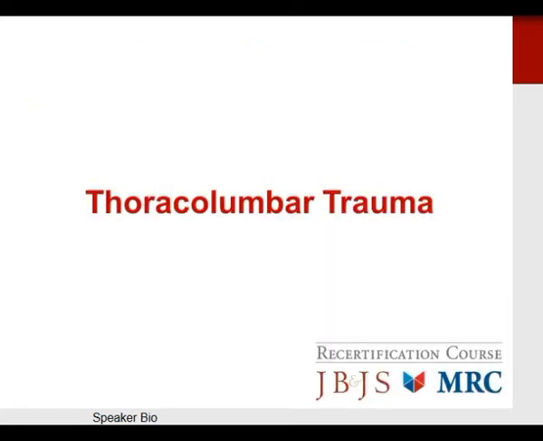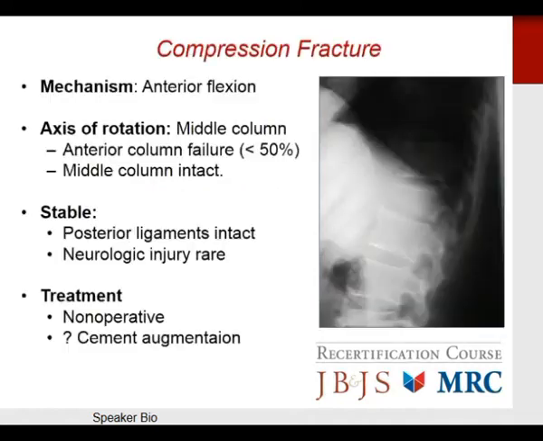Moving to thoracolumbar trauma. We can base these on mechanism. In the compression fracture, the axis of rotation is at the posterior aspect of the body, and with flexion, you have anterior compression. These are typically stable and have no associated neurologic injury and can be treated in a brace or with observation. If pain persists, then cement augmentation in the form of kyphoplasty is an option.